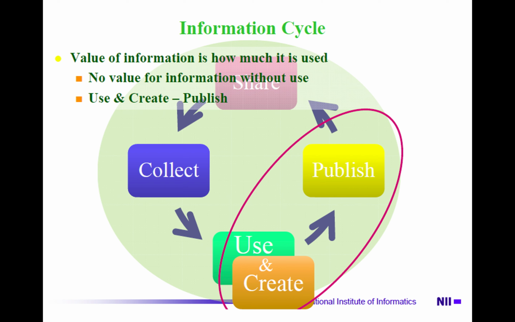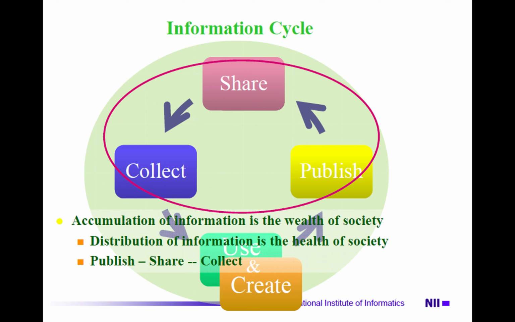right? So there are many theories, like theories of gravitational pull and the Einstein theory of gravity, graph of space and time. But when they are used to explain or predict other scenarios, they actually become useful. So the ability to use it creates the value of the information, right? So accumulation of information is the wealth of society, right? So distribution of information is the health of society.